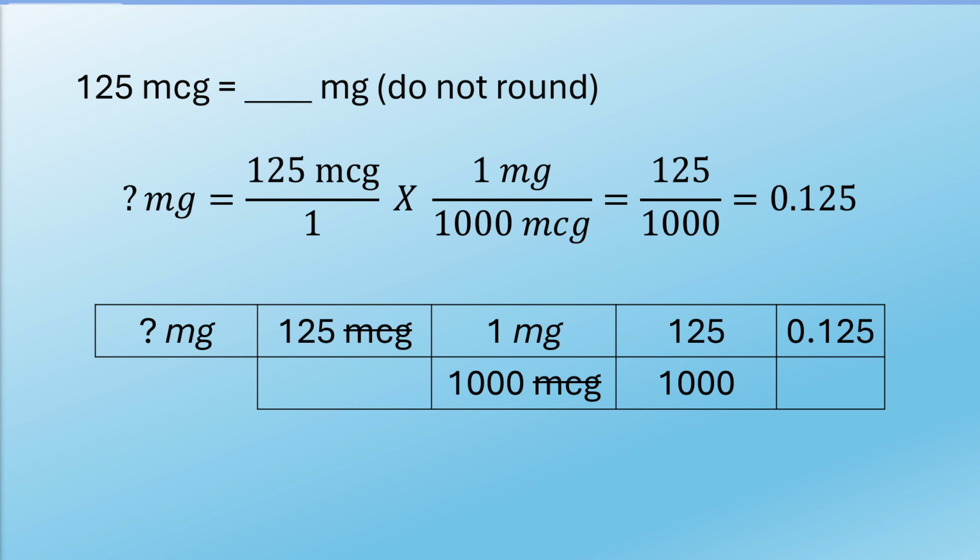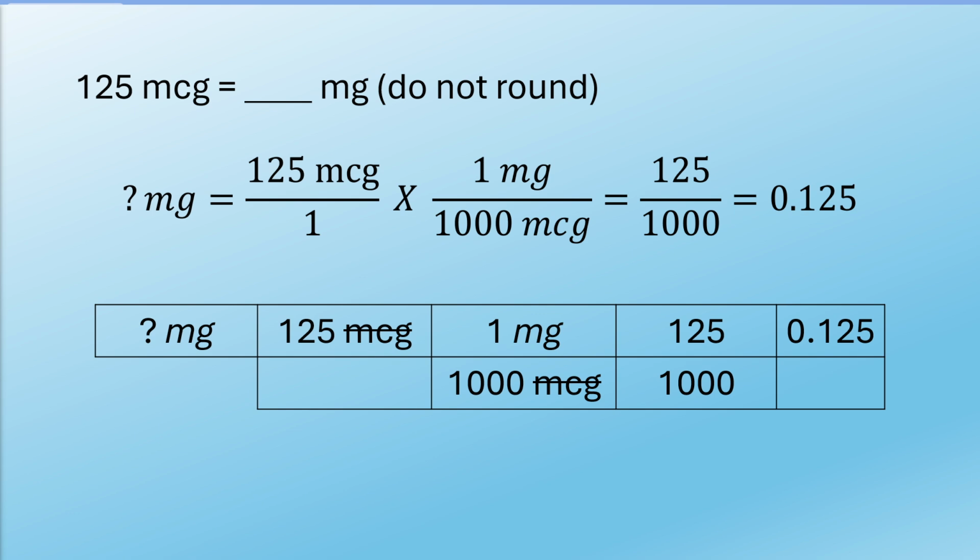Milligrams is where I want to end up, so I want to set that relationship up with the milligram on top. So I put 1 milligram on top and the 1,000 micrograms on the bottom. Now the nice thing about that is I can cancel out the micrograms since it exists on the top and the bottom. So that microgram label no longer exists in this problem. It's just canceled out.